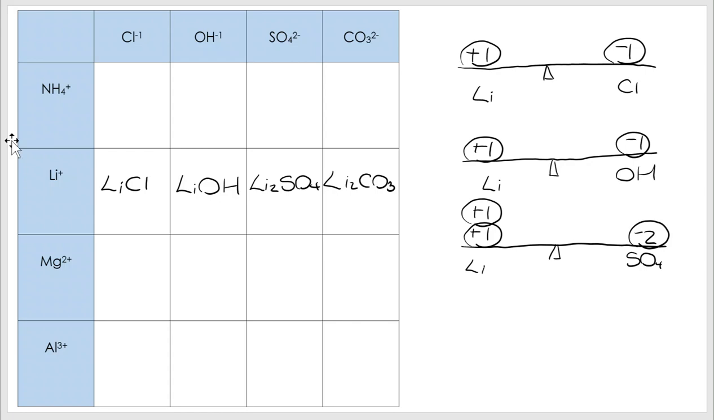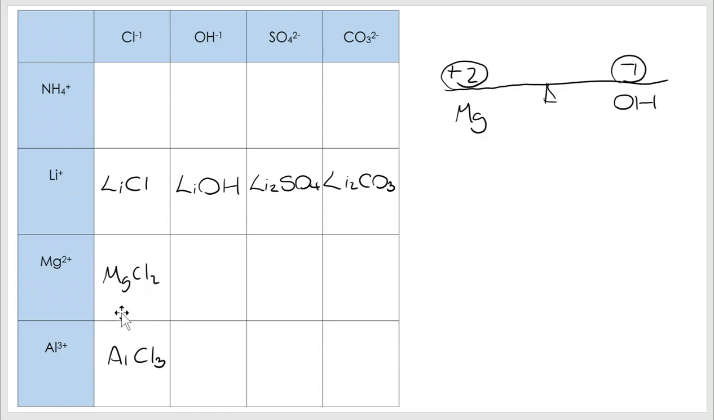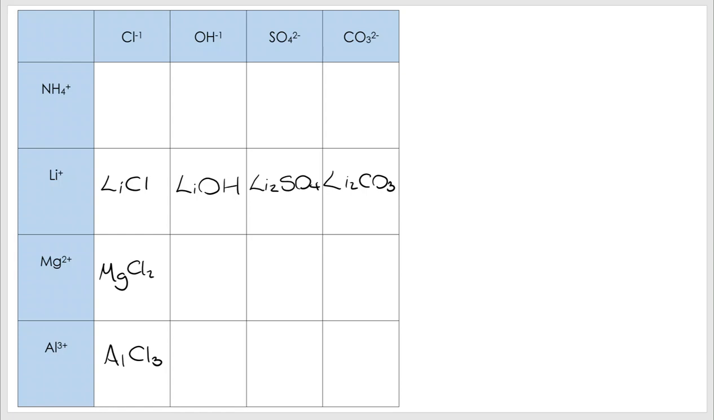Now, I'm going to move down and look at some that we can do using knowledge we already have from the previous table. Mg and Cl would give us MgCl2, and Al and Cl would give us AlCl3.